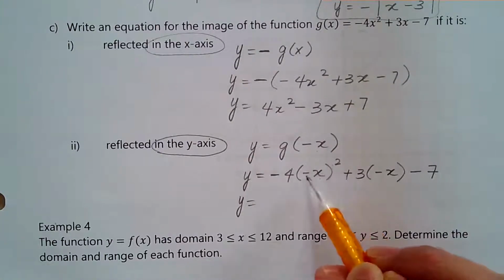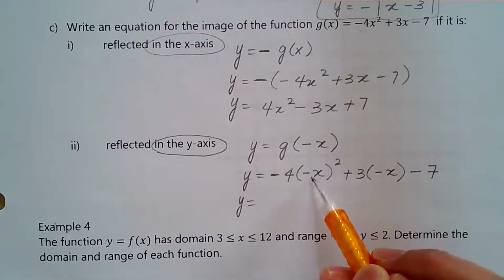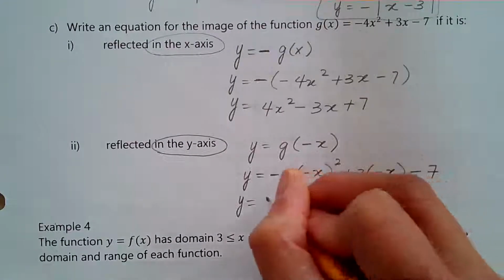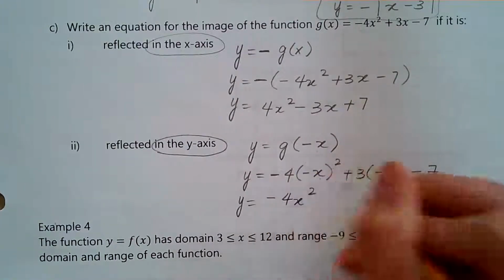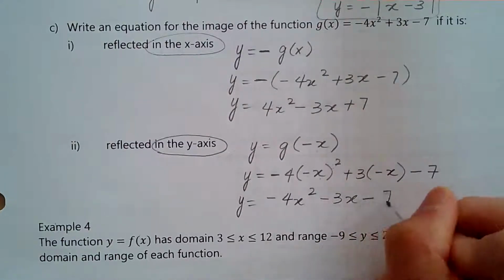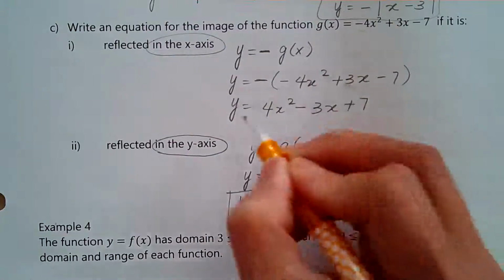So this is going to be negative x all squared. So that makes it positive 1x squared, times it by negative 4. So that still stays at negative 4x squared minus 3x minus 7. So this is the reflection piece.